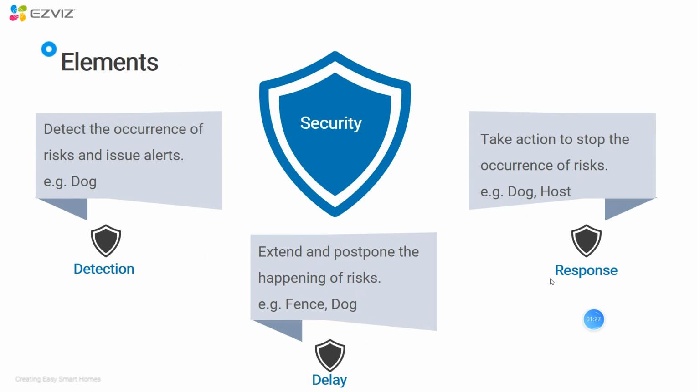Security consists of 3 elements. The first is detection, which means to predict risk through detection, thus playing the role of event warning.